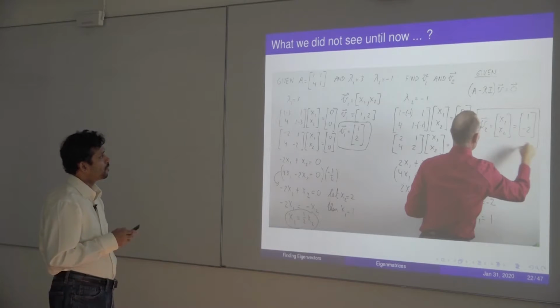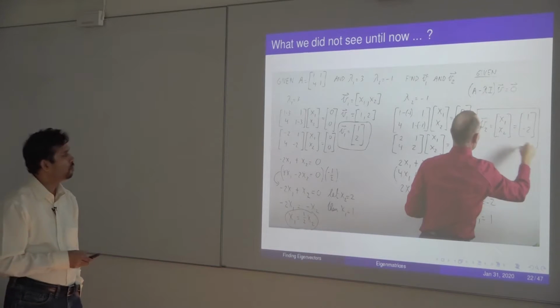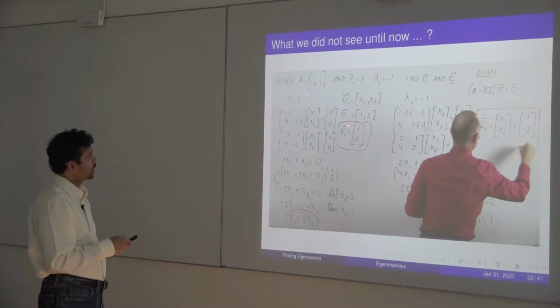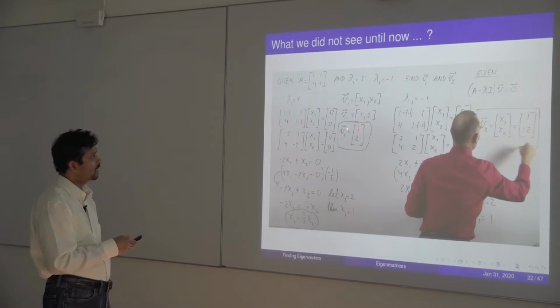So now this is what we did not see so far. You can see that this is the eigenvector for lambda 1 equal 3. But you can see this eigenvector is sitting there in this matrix. See, you can see 1, 2 is already there. So that means all those steps are not necessary, because you can just see the eigenvector is there.